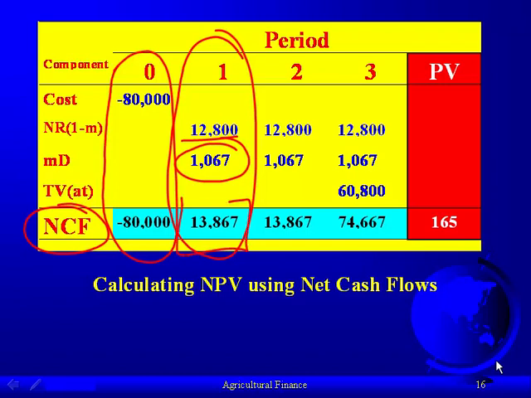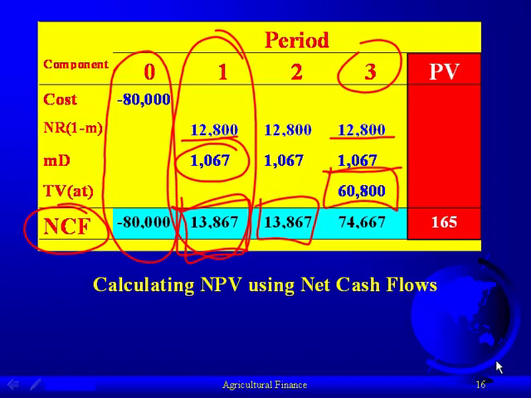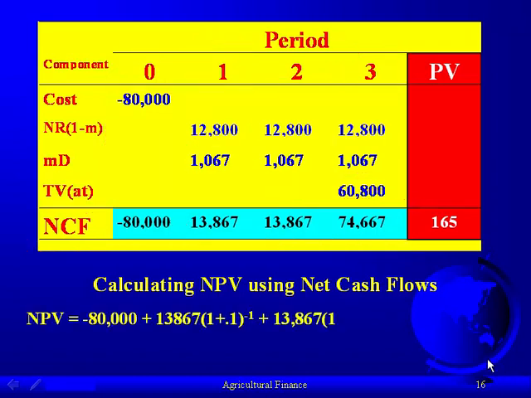So if we look at it then, our cash revenues from this irrigation system at the end of the first year is $13,867, and it's the same at the end of the second period. At the end of the third period, when we've decided to sell it, we still have the net returns, the tax savings from depreciation, but we also have the after-tax terminal value, so we have a cash flow of $74,667.